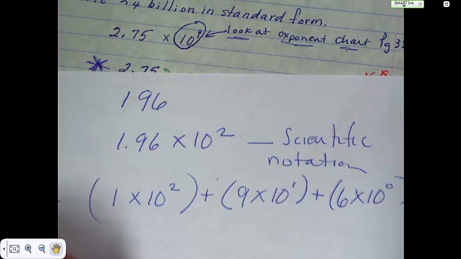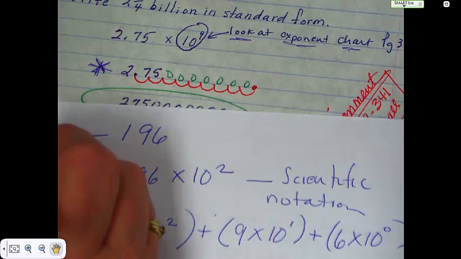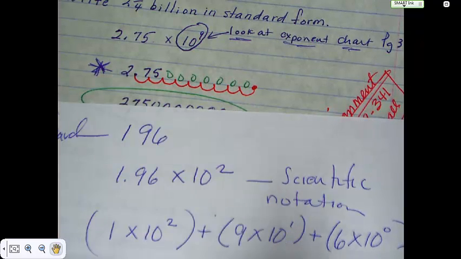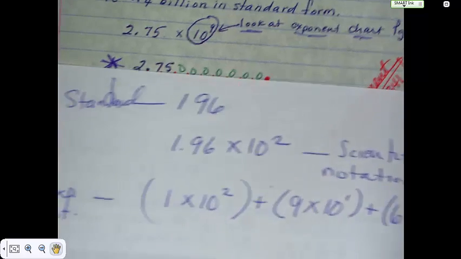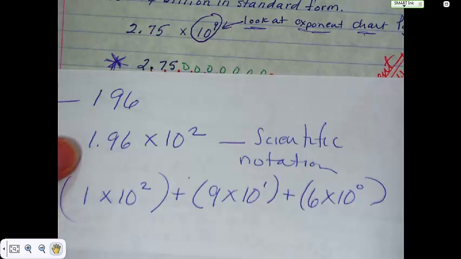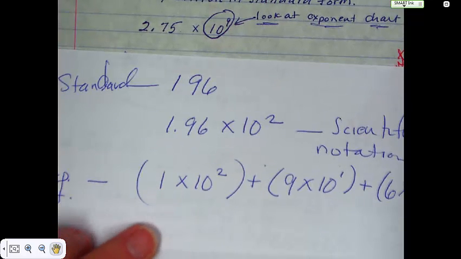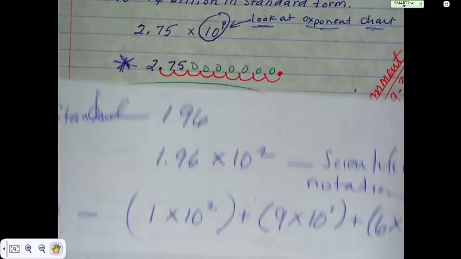notation. So we have standard, we have scientific. Standard is 196 like this, scientific is like this, and expanded notation is like this. This last one is expanded notation.